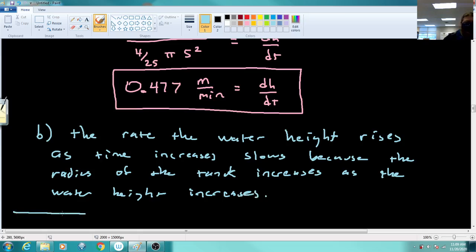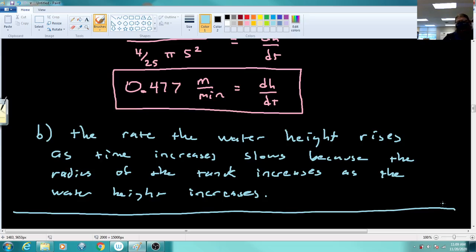So basically, the higher the water level goes, the bigger the cross-sectional area of the tank is, which means if you're adding the same volume, it will raise the water level at a slower rate because there's a wider area for the new volumes to fit in.